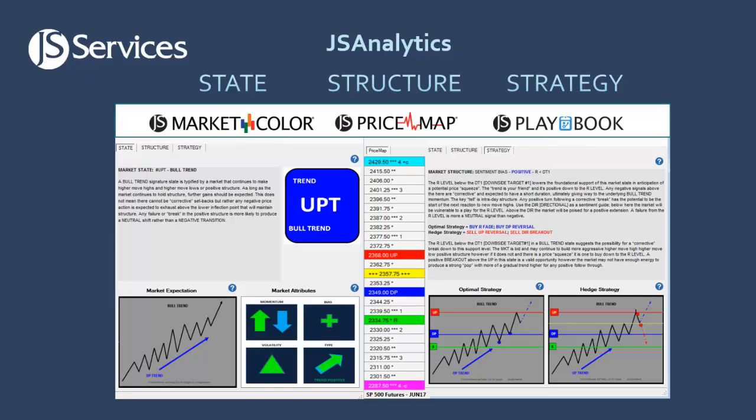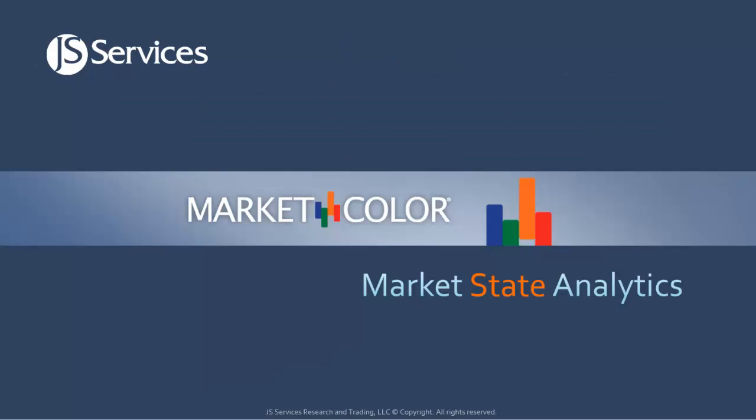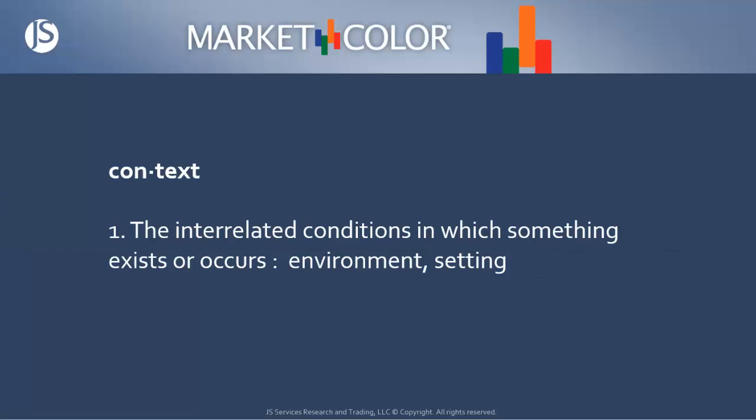It does this by presenting a comprehensive definition of a market state, price structure, and inherent strategy themes. JSServices Market Color State Analytics provides traders with an unbiased, fact-based resource that objectively defines the current market state condition. This fact foundation provides context to align trading methods and create a more systematic, sustainable trading approach.